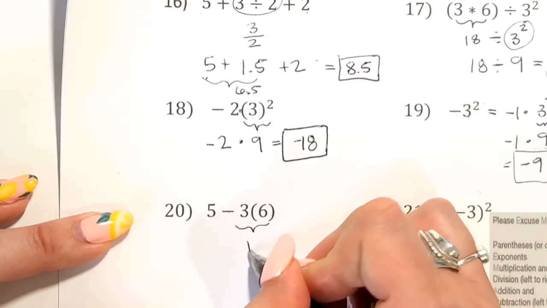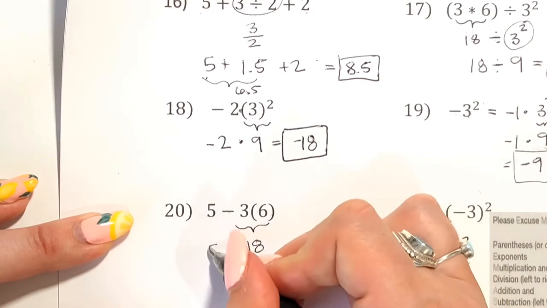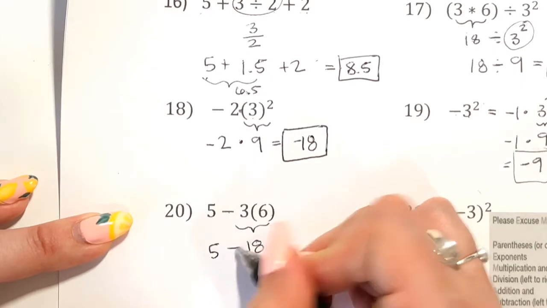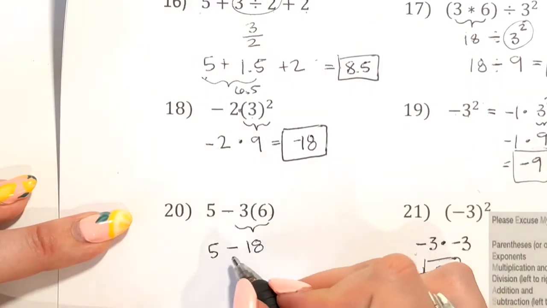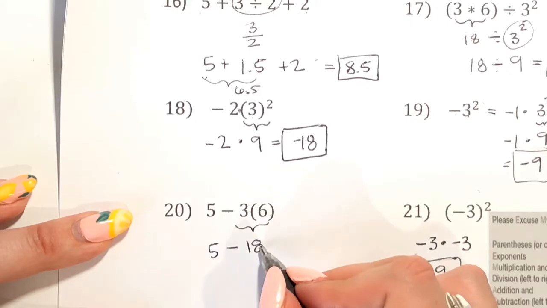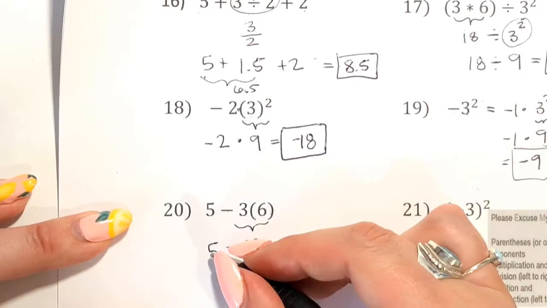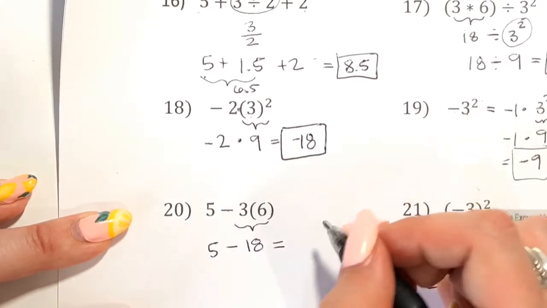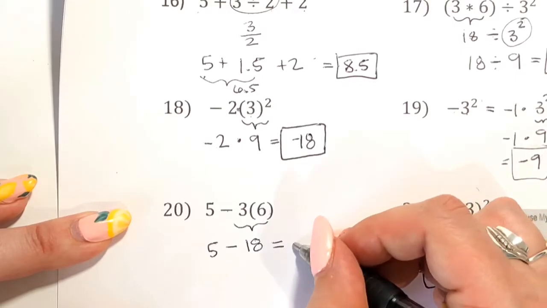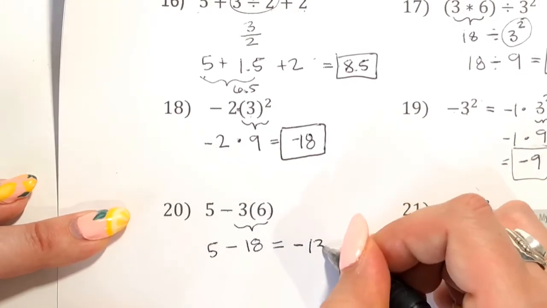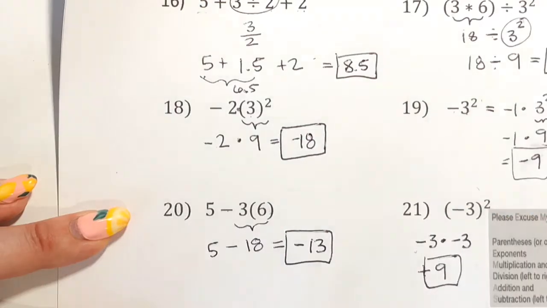3 times 6 is 18, and then bring down the 5 and the minus. So now would be our add and subtract step. 5 minus 18. Again, we have a positive, and this is a bigger number. So 5 subtract 18 goes into the negatives. We're going to get a negative 13, and that would be your answer.